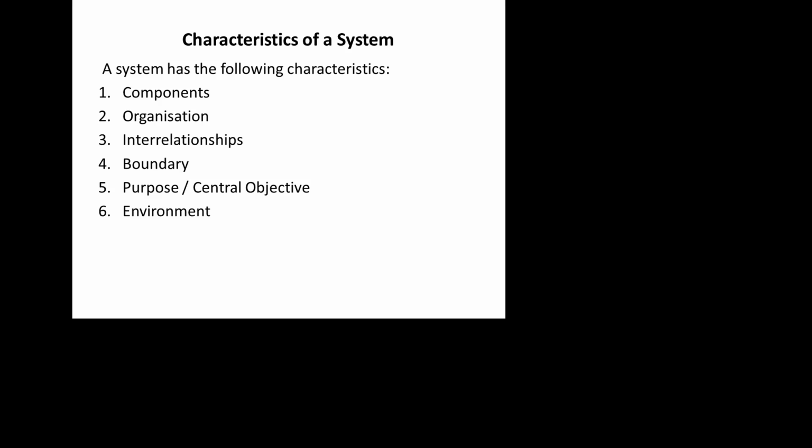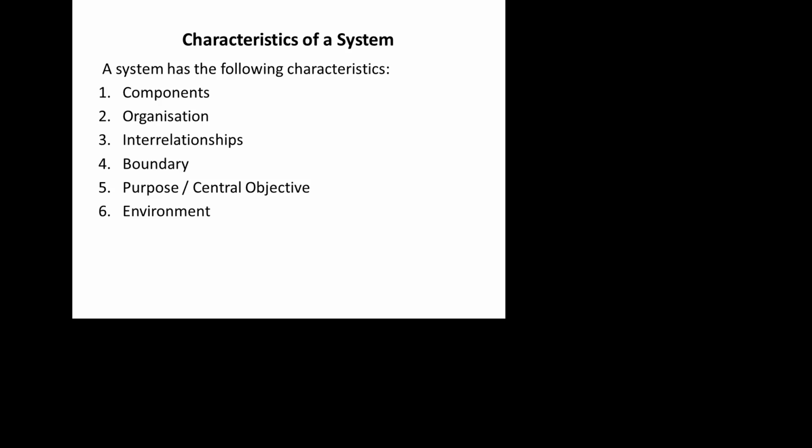A system has components. In any business organization, a system consists of different components. In an information system of an organization, the software consists of different components, whether it is system software. In that system software we have operating system, application software, and the different hardware and software related to different components.